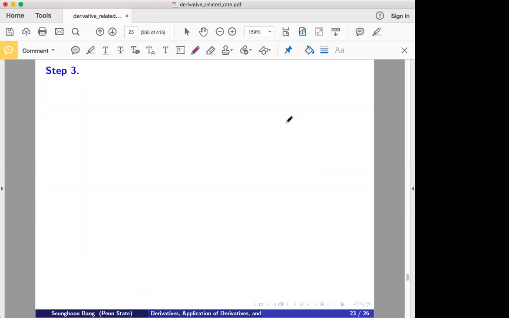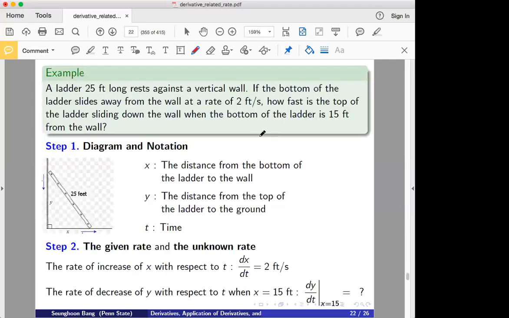So, step 3, you need to find an equation that relates x and y. How can you find the equation that relates x and y here? Yes, the Pythagorean theorem. This is exactly a right triangle. x squared plus y squared equals 25 squared. You can use it.